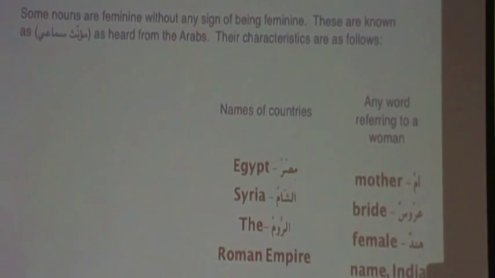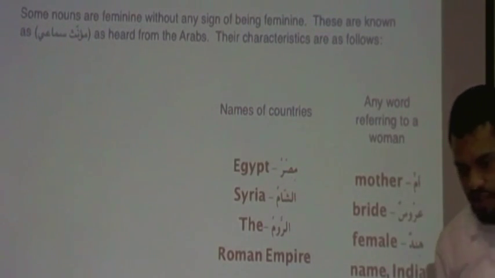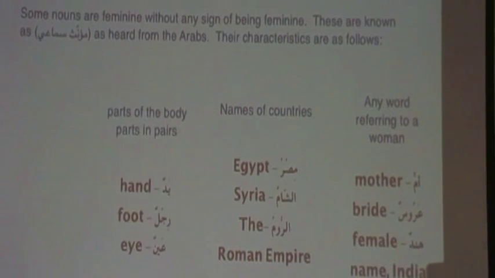Misr, names of countries. Any word that refers to a woman is feminine, with or without signs. The name of a country is also feminine. We refer to countries as feminine. Ar-Rum, Ghulibat is feminine. Ar-Rum, the Roman Empire. Ash-Sham, Misr, Syria, etc. All of them are feminine.